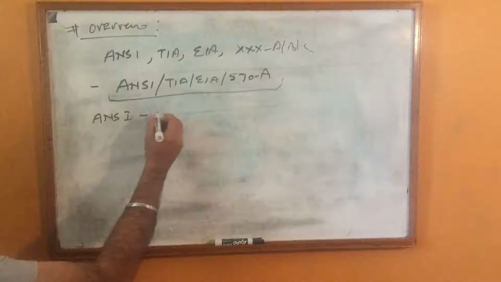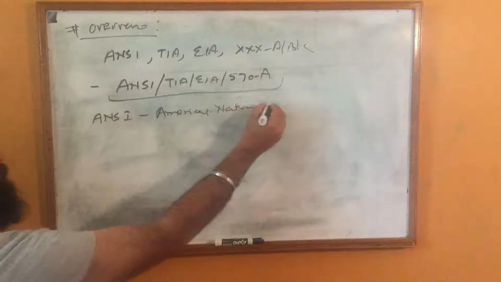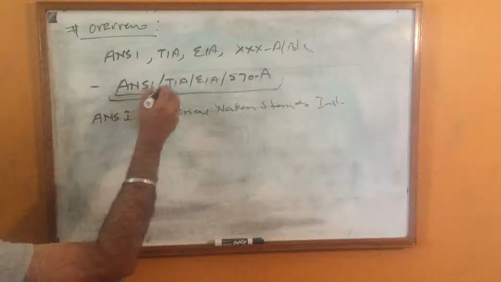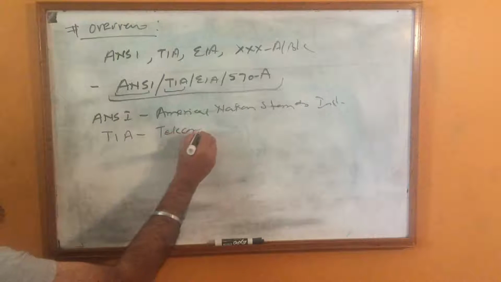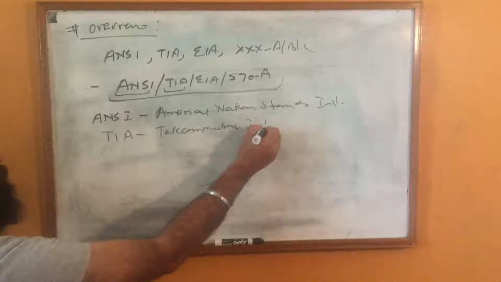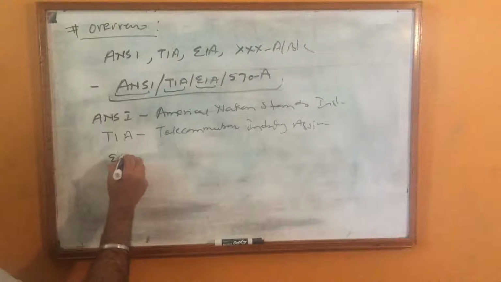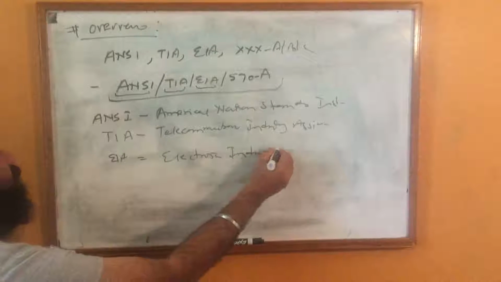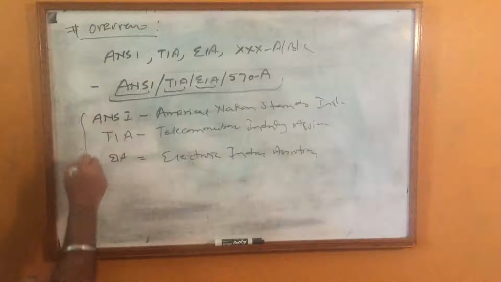It's a fancy institute called the American National Standards Institute, nothing else. So ANSI stands for American National Standards Institute. TIA stands for Telecommunications Industry Association. Then EIA stands for Electronic Industry Association. What these institutions or associations did is they combined together to come up with some sort of standards, and they named those standards.